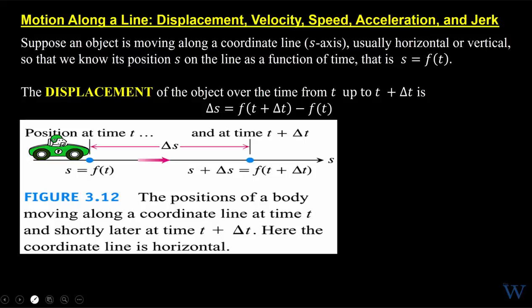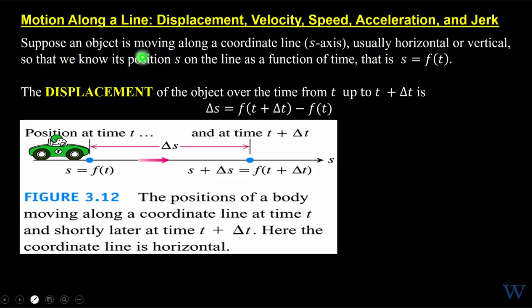Okay, now let's go ahead and look at motion along a line. So more terminologies: displacement, velocity, speed, which we kind of talked about in part in section 3.1 and 2.1, acceleration and jerk. Okay, jerk, this is a different meaning. It has to do with speed, velocity, etc.